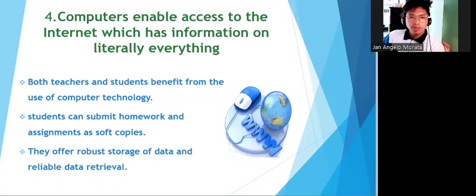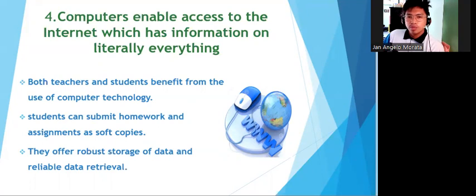Students can submit homework and assignments as soft copies. Okay? Via email, via messenger. It's easy to submit their homework. Even sa paggamit natin ng mga applications or sa paggamit natin ng mga learning platforms such as the Google Classroom, pwede na sila mag-submit doon ng kanilang outputs. I will discuss later on a different topic, different session about the Google Classroom, navigating Google Classroom.